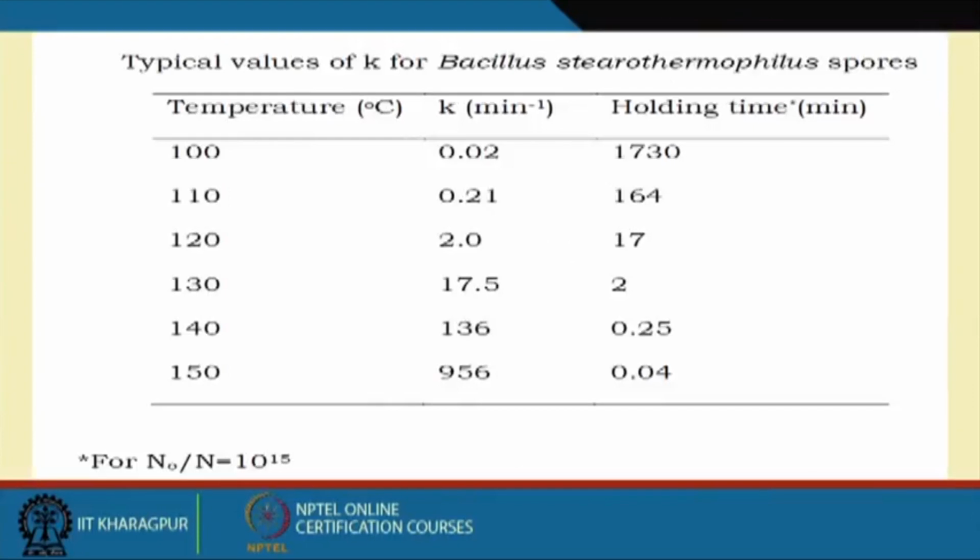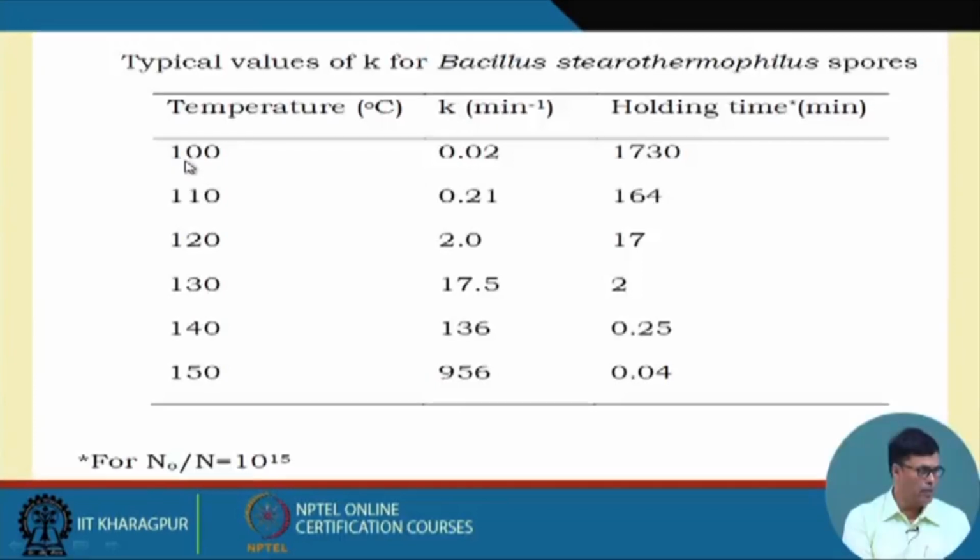Now, here there is an interesting table that shows how temperature affects the value of Kd. This is the Kd value. This Kd is the thermal death rate constant. As you know, as you increase the temperature 100, 110, 120, 130, 140 and 150, the Kd value changes drastically. This unit is minute inverse. The holding time means the time required for sterilization. I shall explain it when I discuss the continuous sterilization process.